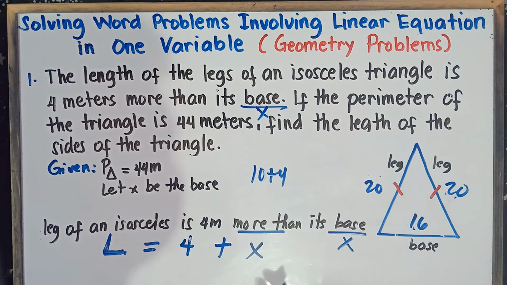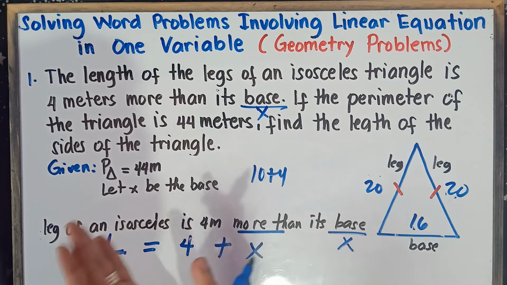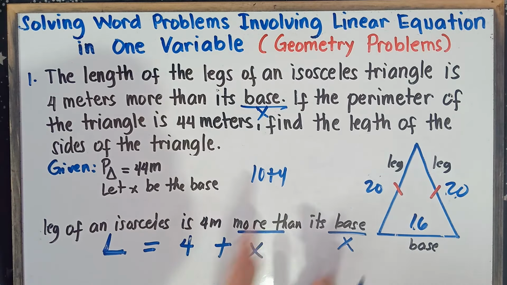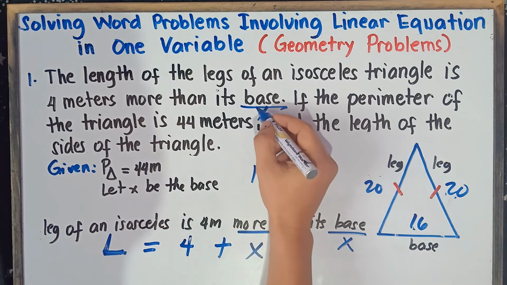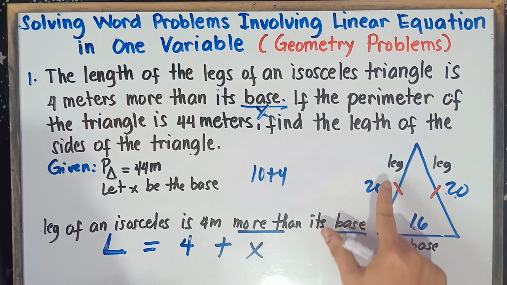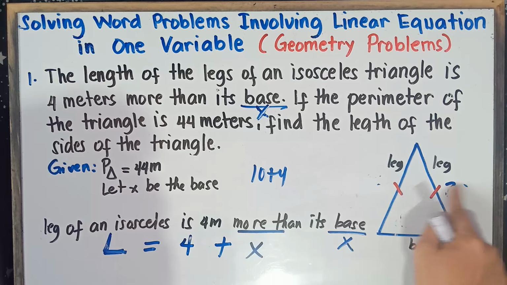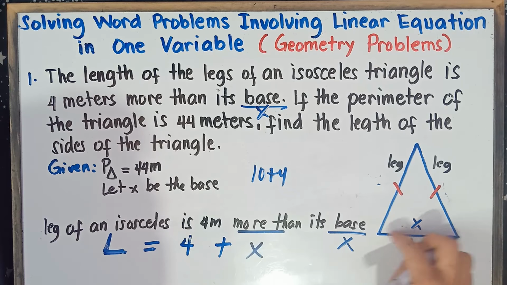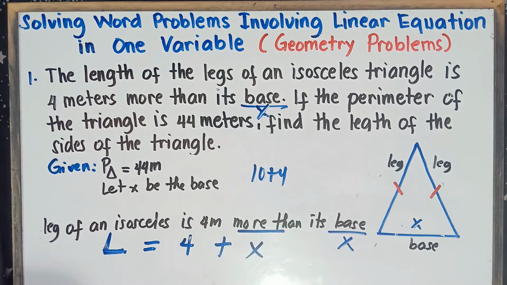And this is also 20. Okay, once again, class, we have the idea for the legs, but we don't have any idea for the base. That's why we let x be the base. I hope it's clear for you, class. We let x be the base because we don't have any idea for the base.